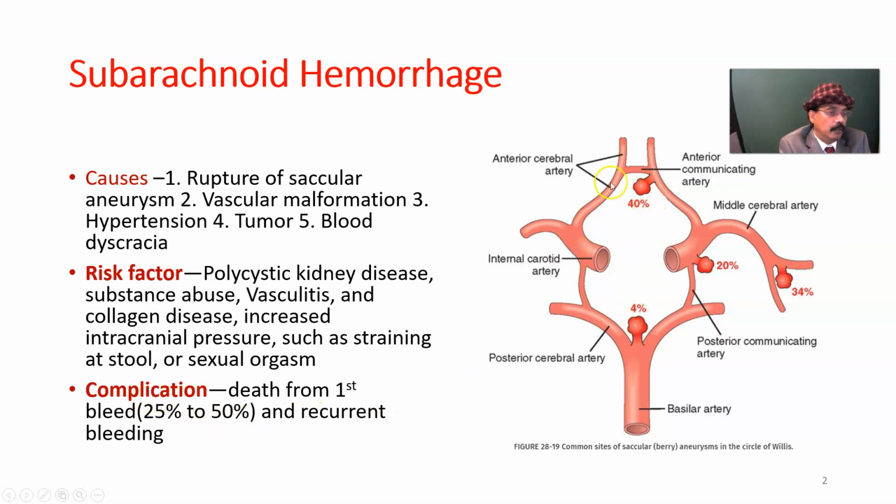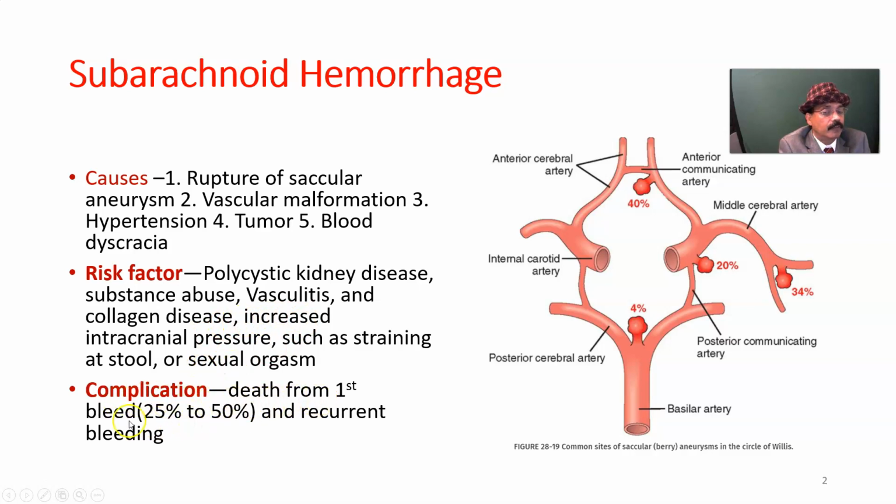And the berry aneurysm, a traumatic aneurysm rupture, these are usually on the anterior circulation of the brain. Like this is 40%, here it is 4%, here 20%, 34%. Okay.